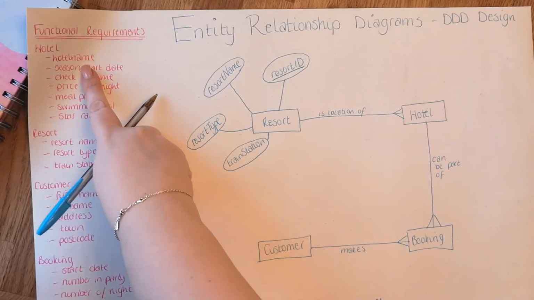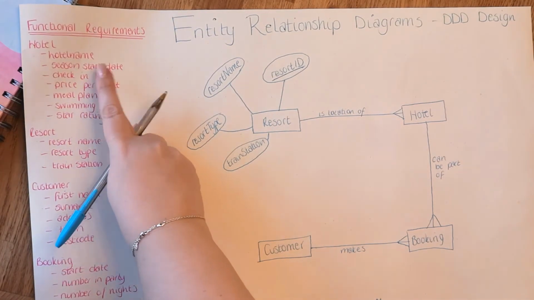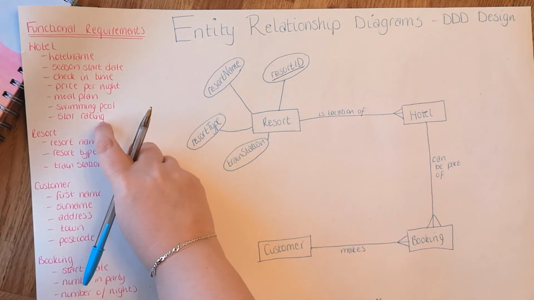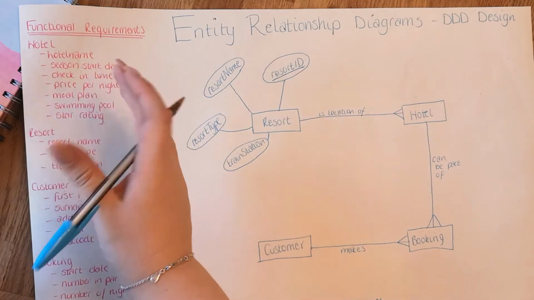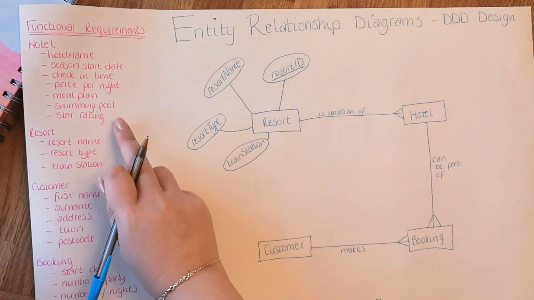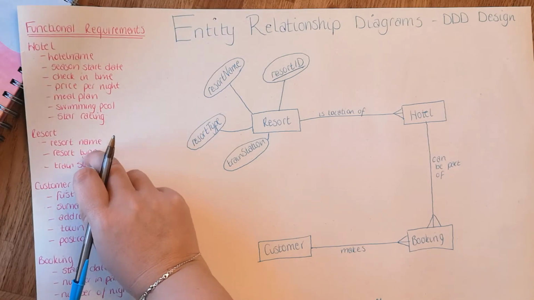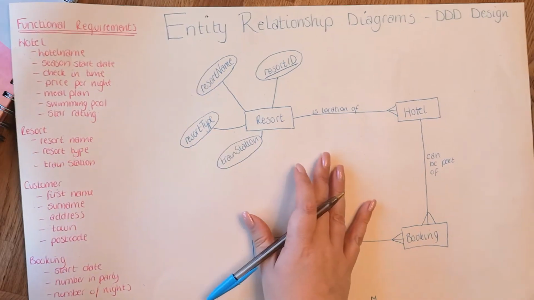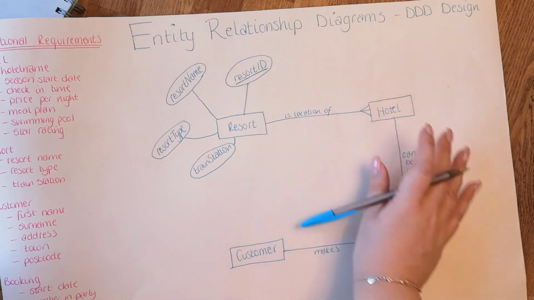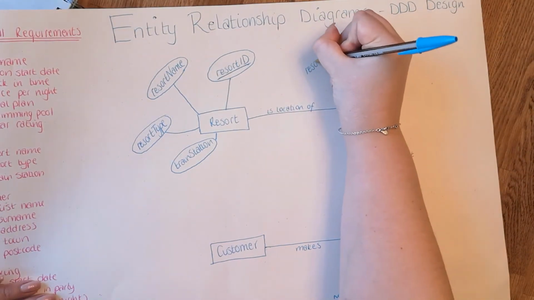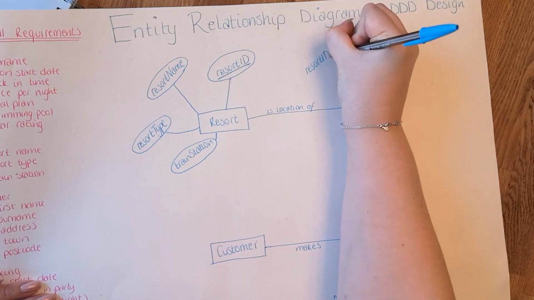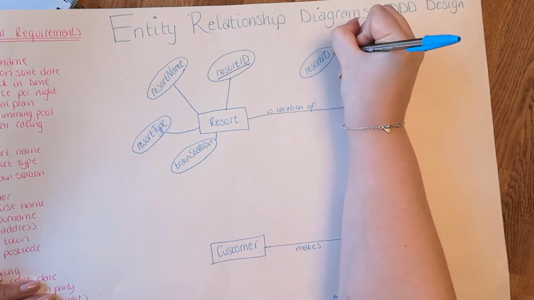Now we've got a lot more in hotel. We've got 1, 2, 3, 4, 5, 6, 7 attributes. We're also going to need to add in a primary key, which we don't have, so maybe a hotel ID, hotel reference, and then we're also going to need to add in the foreign key for resort to link these two tables together. Now we know what that's called, so I'm going to pop that in first, right? So resort ID.